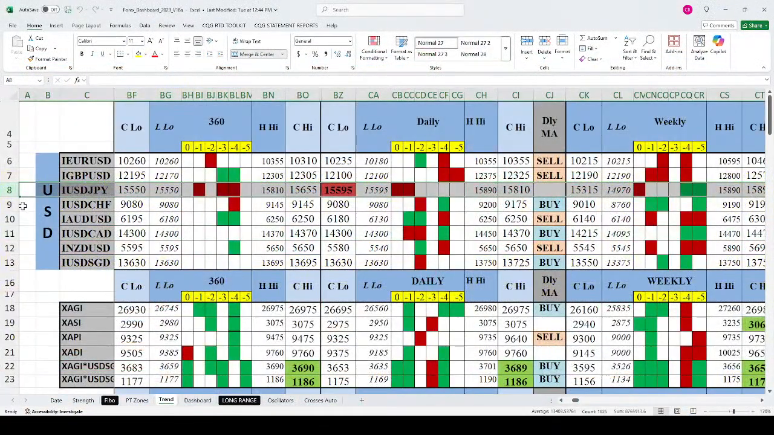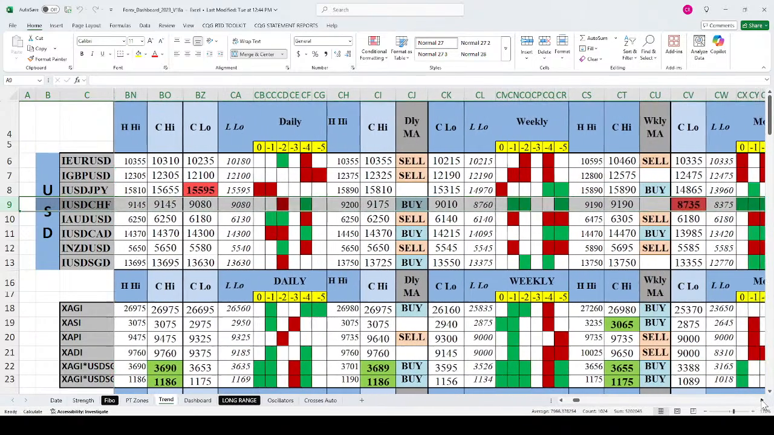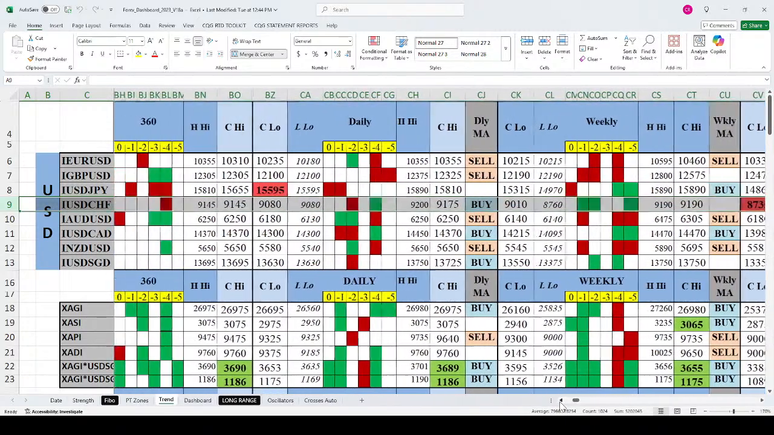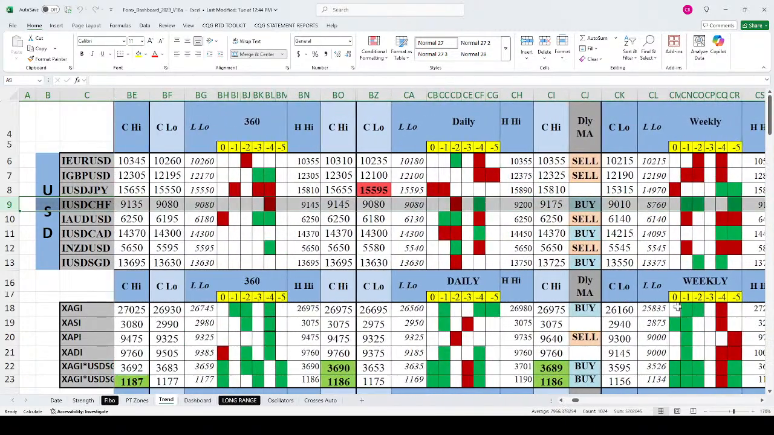The next currency we are going to look at is dollar Swiss, and the trend on the hourly says flat with a downside bias, and daily is also flat with a downside bias, weekly is flat with an upside bias, and monthly is in an uptrend. Okay, so basically what this is telling us is we are getting mixed signals. The higher time frames are pointing up.